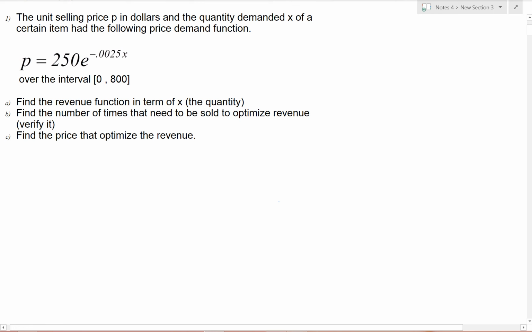I have a unit selling price in dollars for a quantity demanded, a quantity x of whatever this item represents. We're given the price demand function. What makes this different from before is that previously our price demand functions were always linear. This one is obviously not linear. It's an exponential function. The price of our item is 250 times e to the negative 0.0025x over the domain 0 to 800. That's a closed domain, because I include 0 and I include 800, since it's brackets.